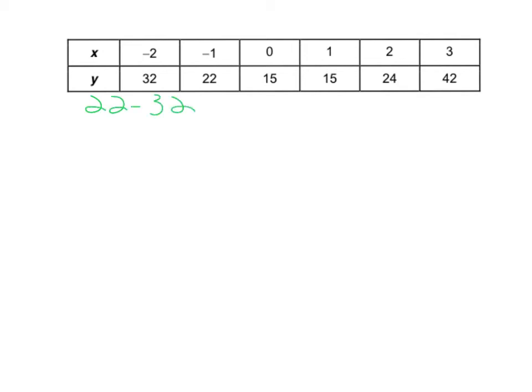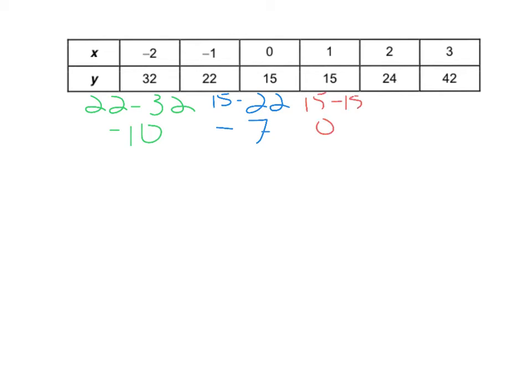And I get a difference of -10. Then I would look at my next pair and subtract 22 from 15. When I subtract 22 from 15, I get a difference of -7. Next, I would subtract 15 from 15 and get a difference of 0.